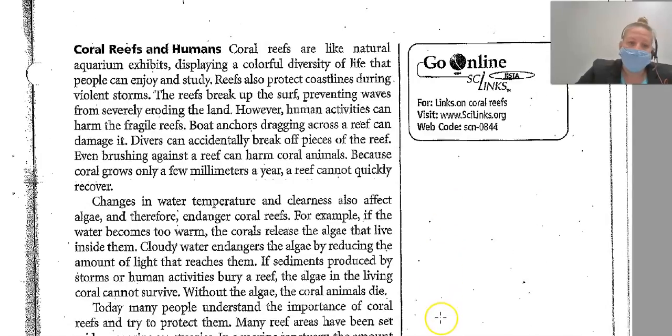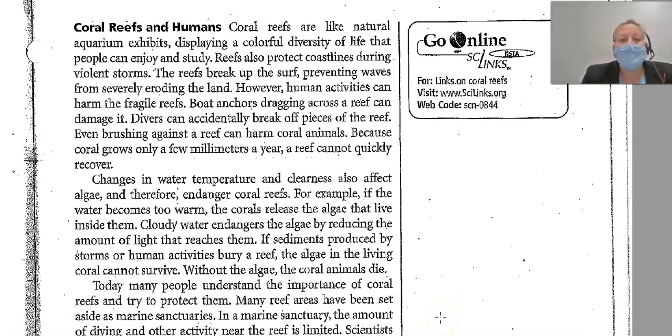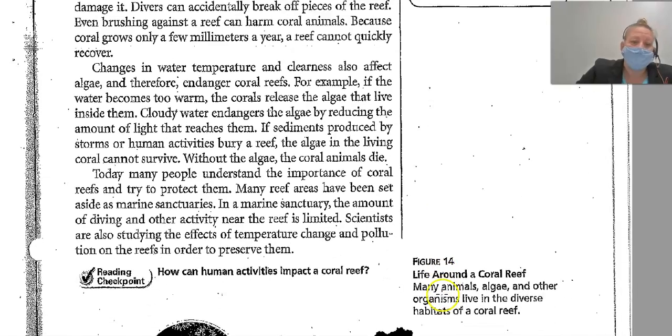Okay. Coral reefs and humans. Coral reefs are like natural aquarium exhibits, displays of colorful diversity of life that people can enjoy and study. Reefs also protect coastlines during violent storms. The reefs break up the surf, preventing waves from severely eroding the land. However, human activities can harm the fragile reefs. Boat anchors dragging across the reef can damage it. Divers can accidentally break off pieces of the reef. Even brushing against the reef can harm coral animals. Because coral grows only a few millimeters a year, a reef cannot quickly recover.